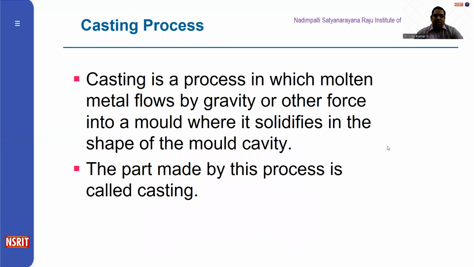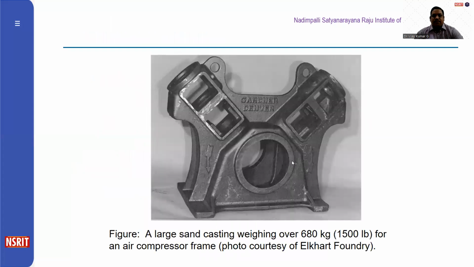So initially, let us first start discussing what the process of casting is. This process basically involves molten metal which flows by gravity or by force into a mold, where it solidifies into the shape of the mold cavity. The part made by this process is called a casting.